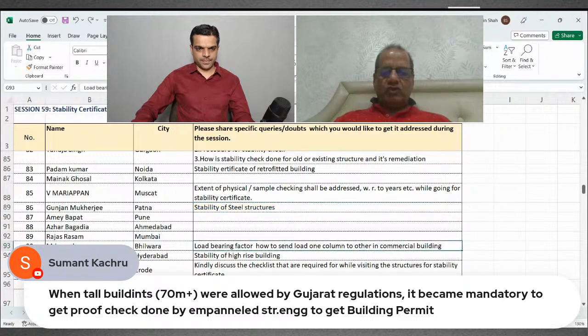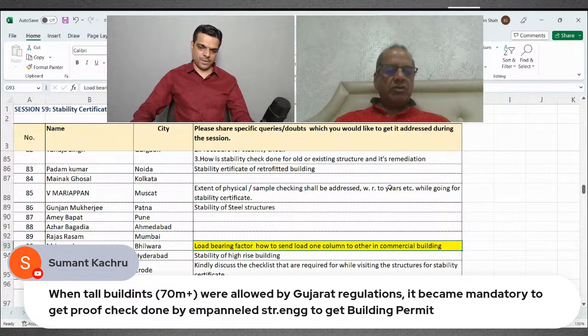Load bearing factor, how to send load one column to other in commercial building. Unable to understand the question and not relevant to this session also.